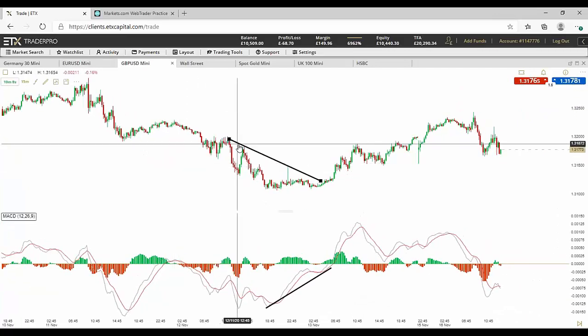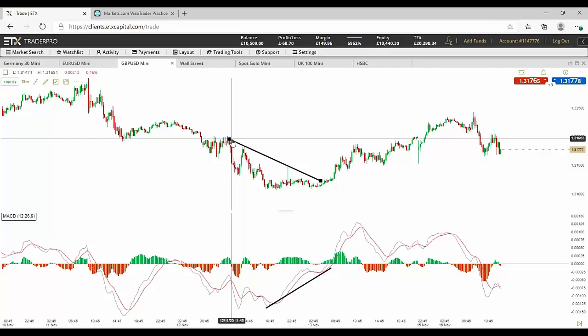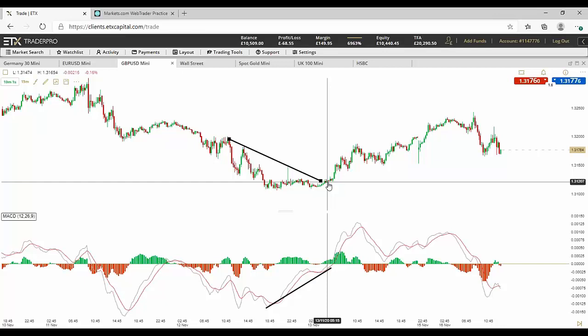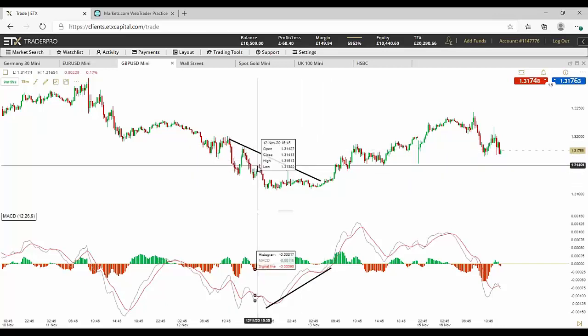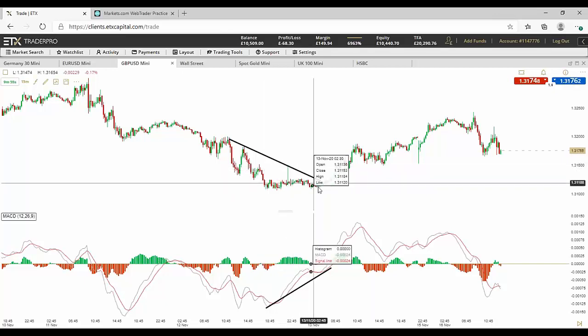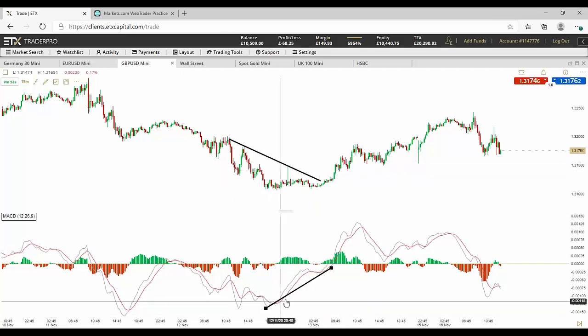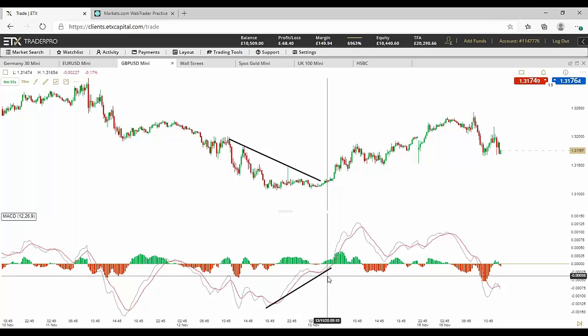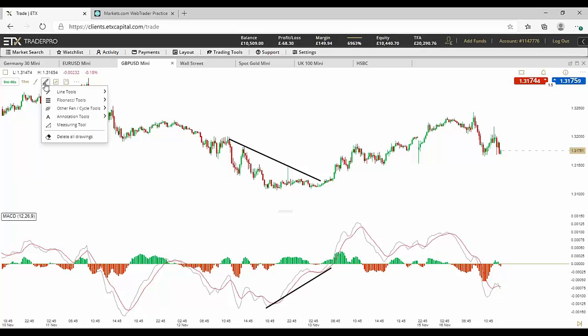Have a look at this. Now, we've got the price coming down of the sterling dollar. So we've been making lower lows here, higher lows here. The market's been coming down, but look at the MACD. The MACD's come down and it's been going higher and higher. Now at the crossover point, which is here, I'll show you again.